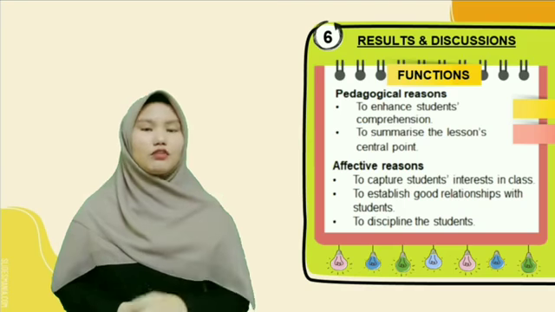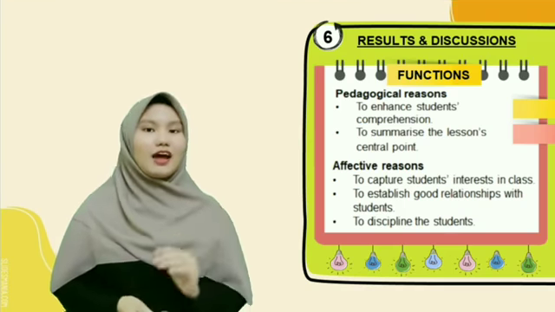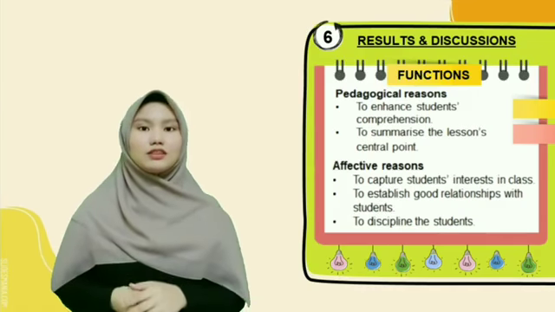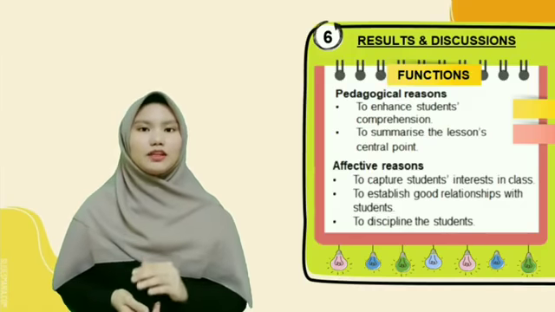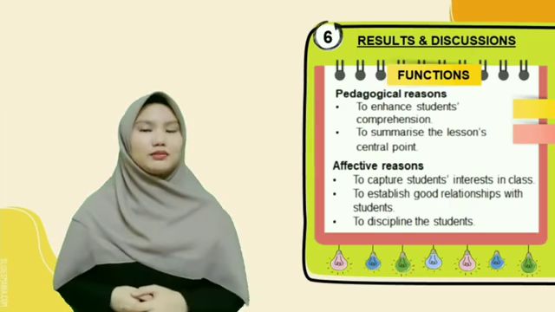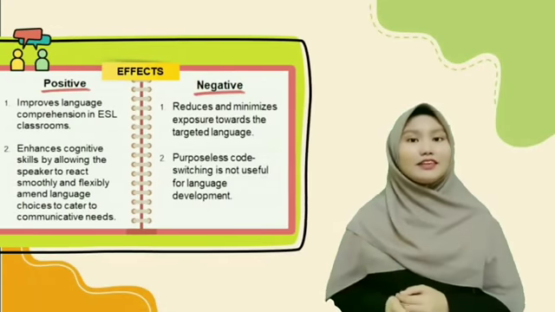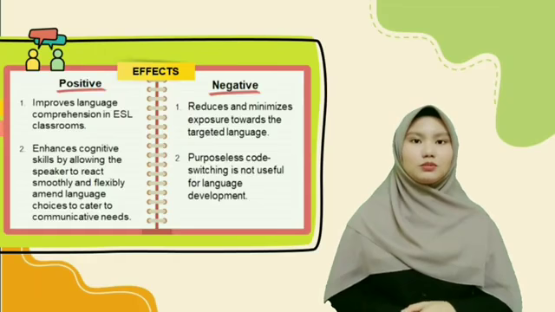The second function of code switching in ESL classroom is due to affective reasons. Affective reasoning is related to the teachers and students' emotions. In this case, teachers code switch to capture the students' interest in class, to establish good relationships with the students, and also to discipline them. The second result of the study is on the effects of code switching in ESL classrooms.